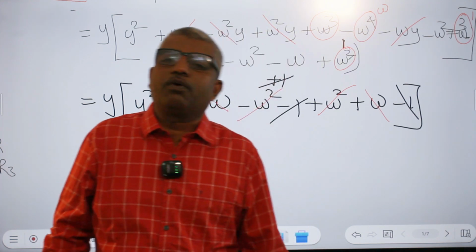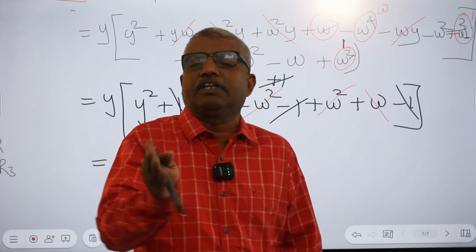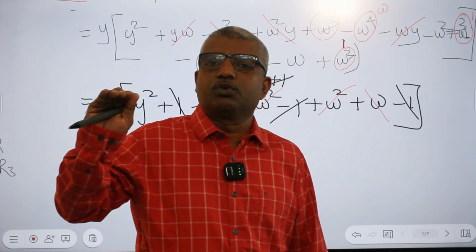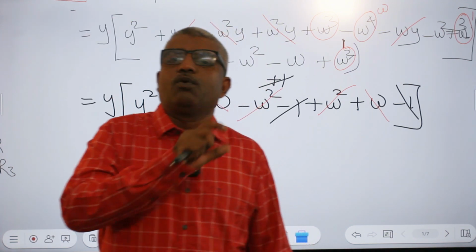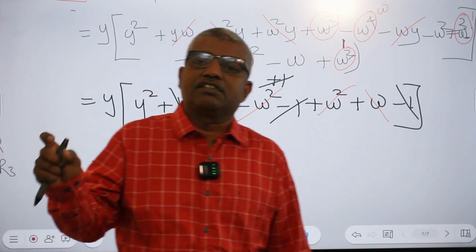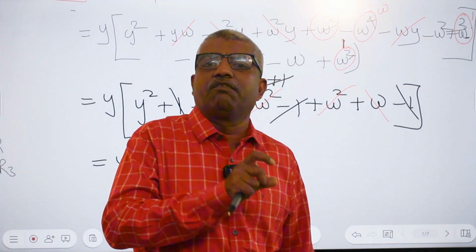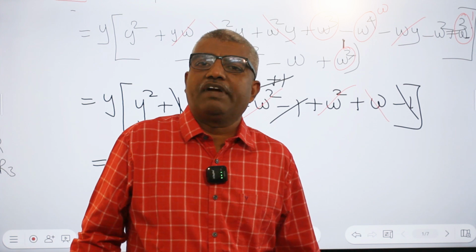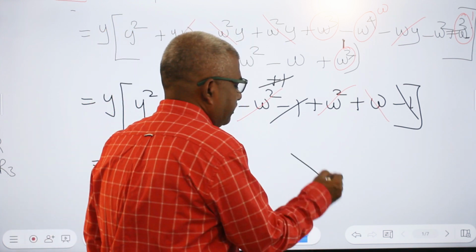So in column 1, everything of full column 1, y will come, and then take y out, then 1 will come. Then R2 is R2 minus R1, so in column 1, R2 will become 0. Then R3 is R3 minus R1, it will be 0. Then it is very easy to find the determinant value.